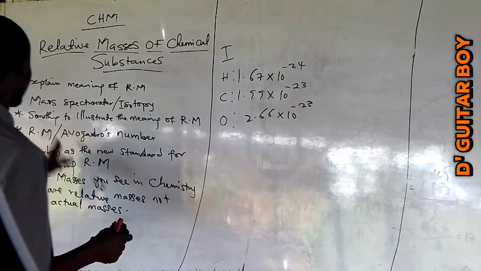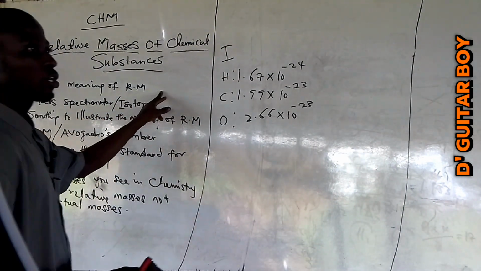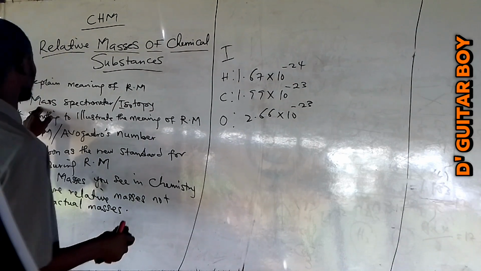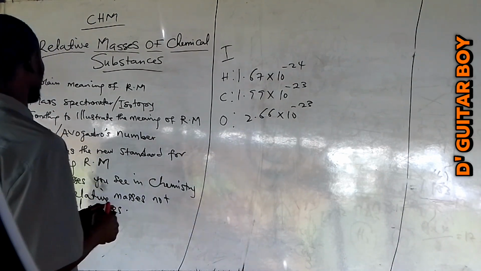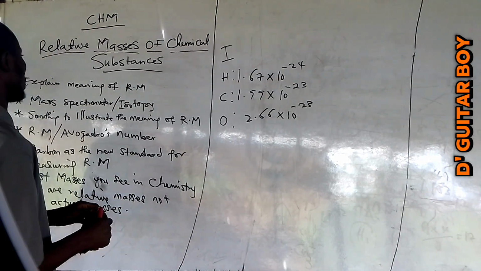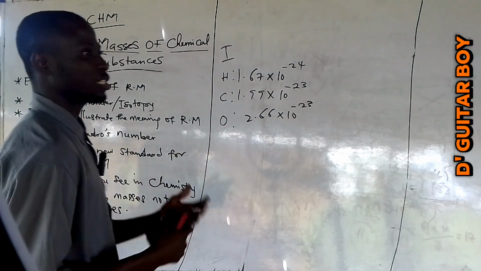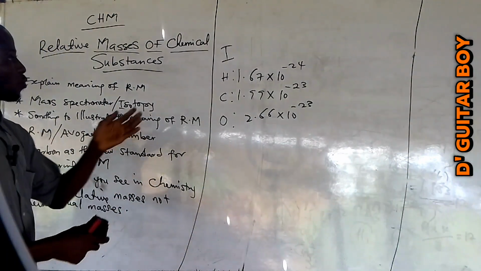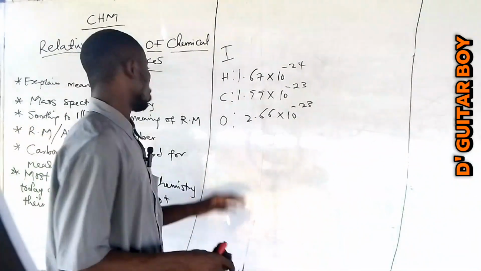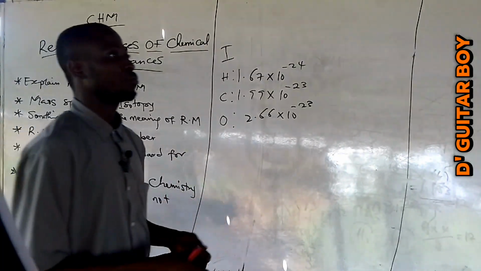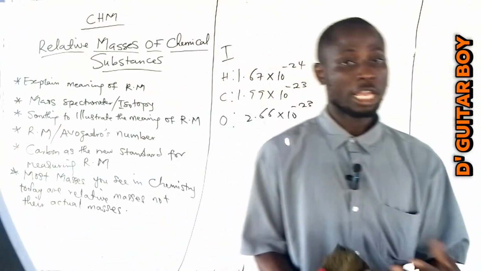So we have explained the meaning of relative masses. Let's talk about the mass spectrometer. We have talked about the mass spectrometer; it helps us to calculate the actual masses of substances. Also, the mass spectrometer helps us to know the concept of isotopy.